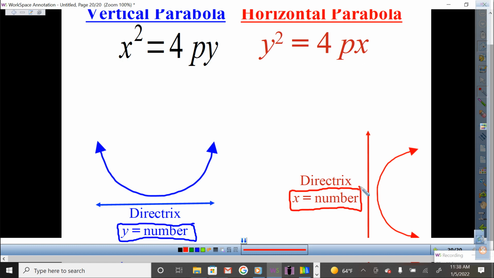Now, why am I highlighting this at this moment? Because tonight's homework, they're going to ask you to graph it. You need to know which equation to write. Either x squared equals 4py or y squared equals 4px. Once again, let me remind you, the two equations are x squared equals 4py or y squared equals 4px.